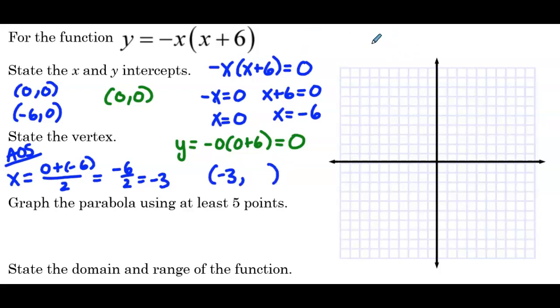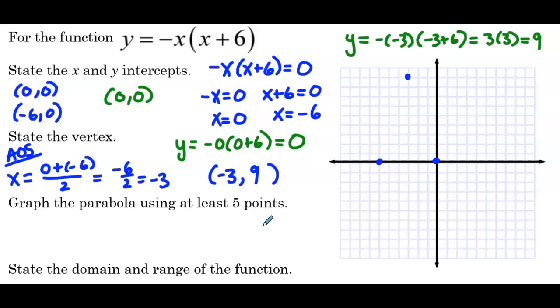So I'll come up here into the space here. I'll plug negative 3 into the function. So that's going to give us positive 3 times positive 3, which is 9. So the vertex is negative 3, positive 9. So let's plot the points that we have so far. So we have 0, 0, negative 6, 0, negative 3, positive 9.